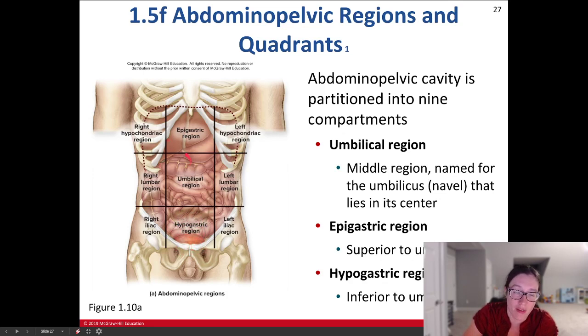Or if the pain was coming from the right hypochondriac region, well maybe it's the liver, because that's really mostly what's up there. So it's useful to be able to localize pain and to know which organs are in which quadrant or which region. And your lab manual has a practice activity for this. So this one seems complicated, but it's not as bad.